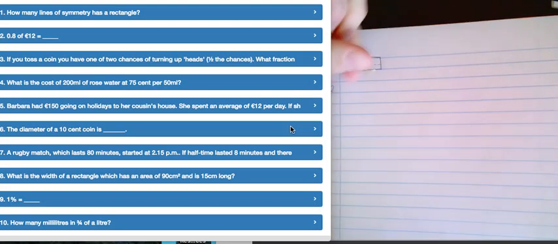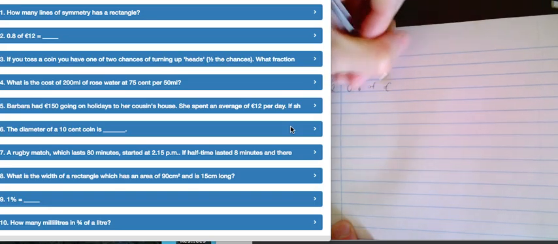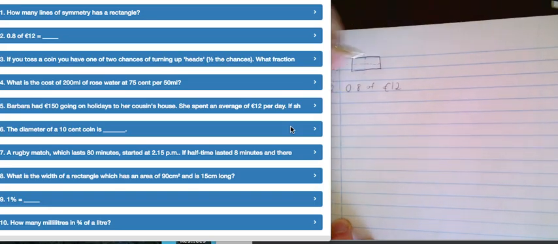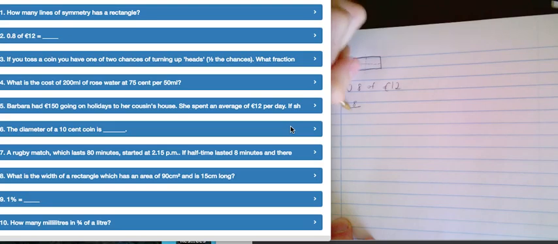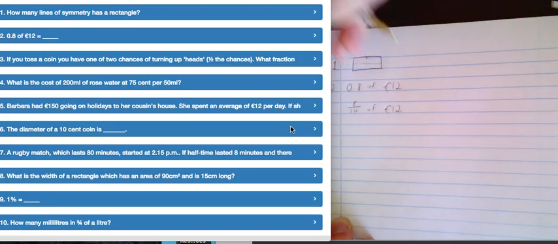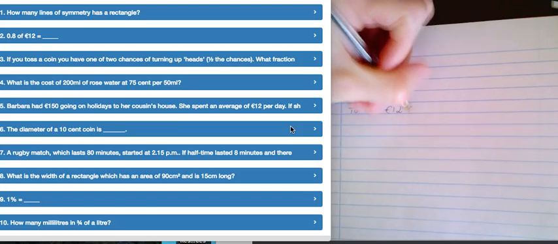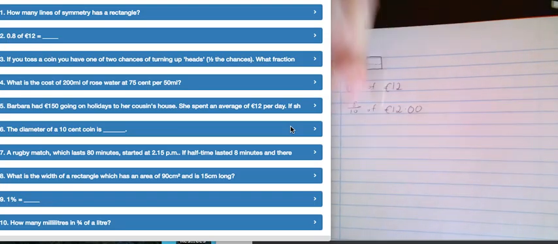Question 2. 0.8 of 12 euro. So let's change 0.8 into a fraction. That's the same as 8 tenths. And when you use the basic rule, divide by the bottom, multiply by the top, it'll work for the sum. We'll put in our 0.00 to make it easier to divide by 10.